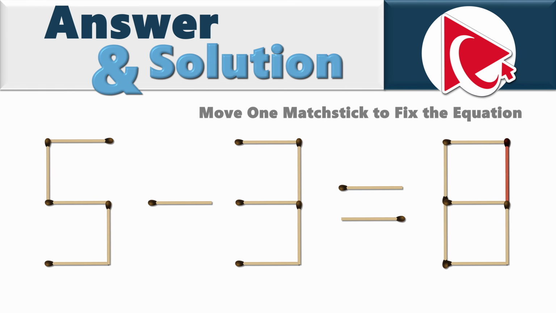We need to move one matchstick from the digit 8 to the first digit. This changes the first digit to 9 and the last digit in this equation to 6. And the correct equation here is 9 minus 3 equals 6.